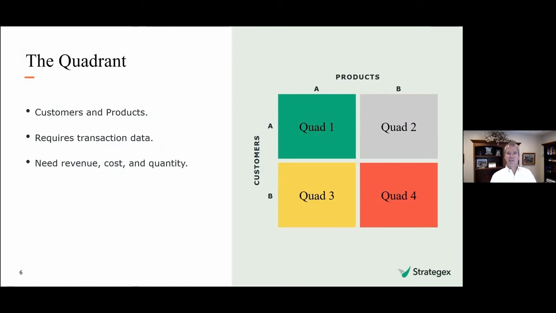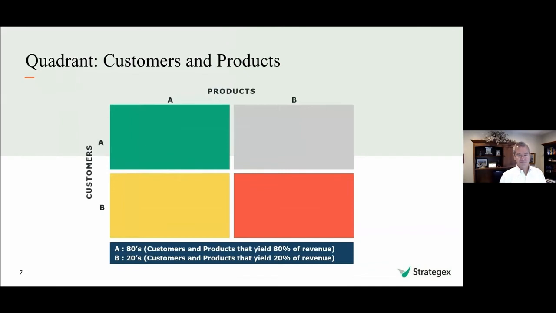We do this by getting the transaction data, which is a full year typically of revenue data. We look at the revenue, the cost, and the quantity. We're looking at who bought what for 12 months, every purchase order, every line item. We take that data and then we arrange it in the strategic relationship shown here in the quadrant. And in more detail, when we look at the quadrant, first of all, we start with the blue box.